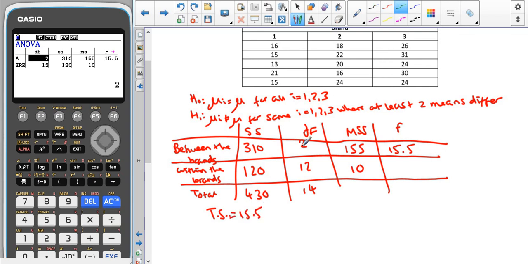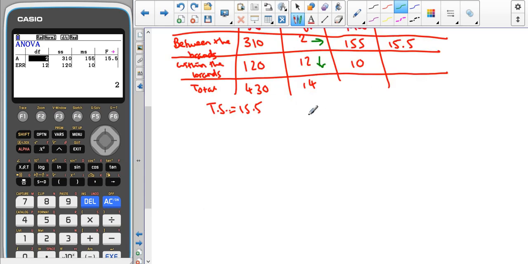My critical value, remember, I'm going to go across by 2 and down by 12, looking at 0.99, which gives me 6.927. So then as the test statistic is bigger than the critical value, we reject H0 at a 1% significance level.